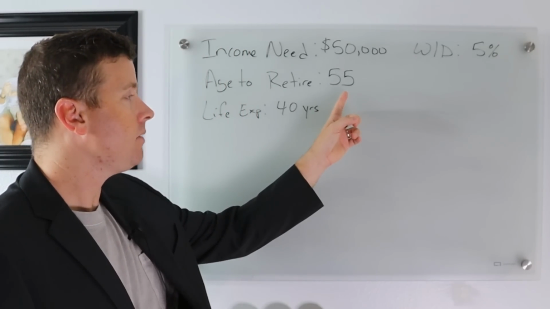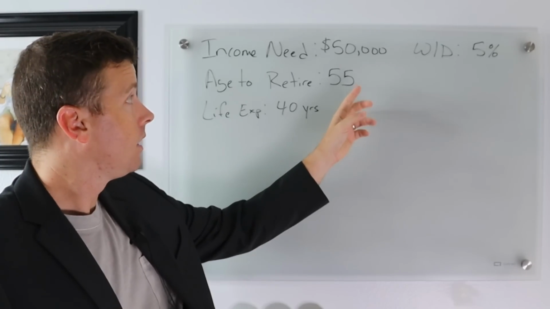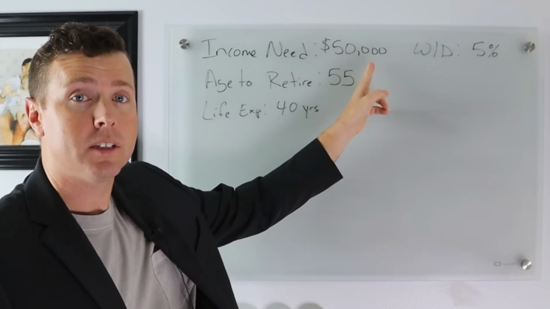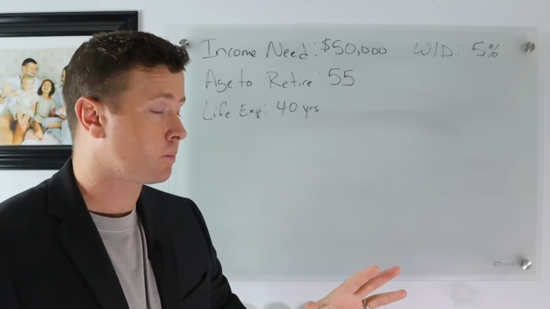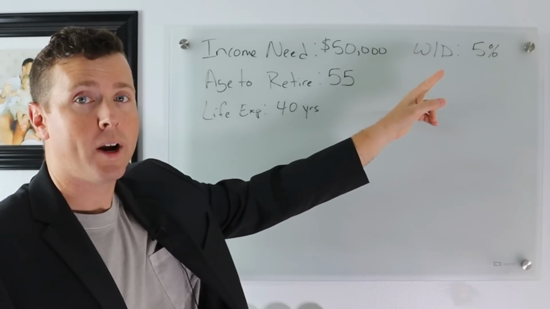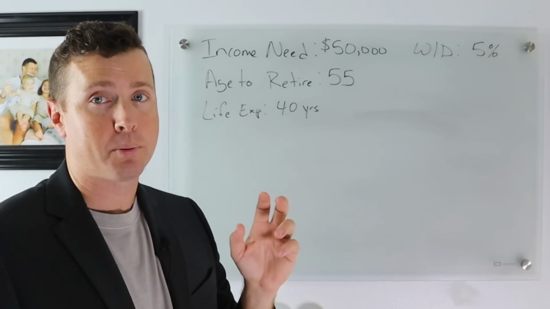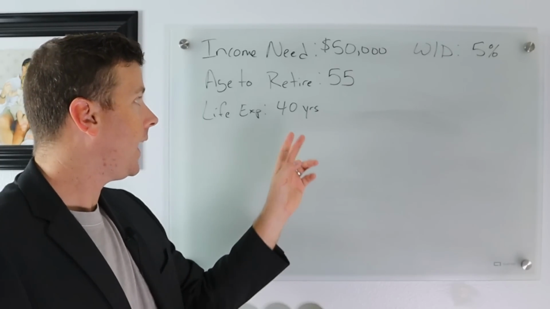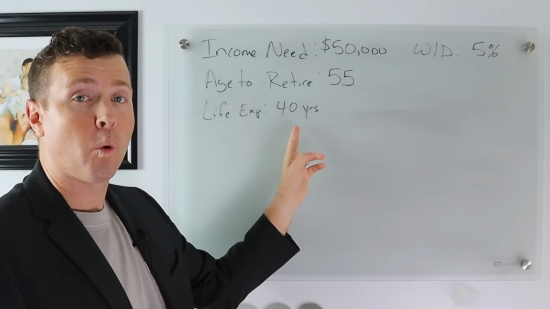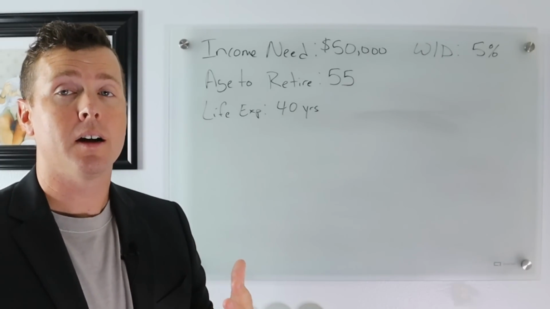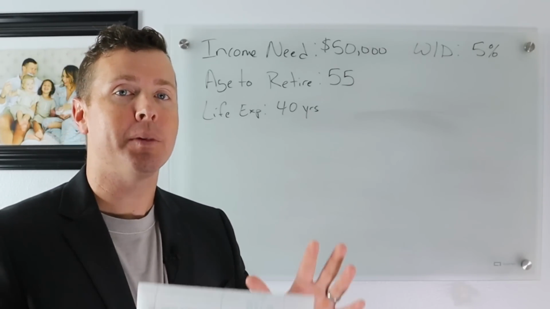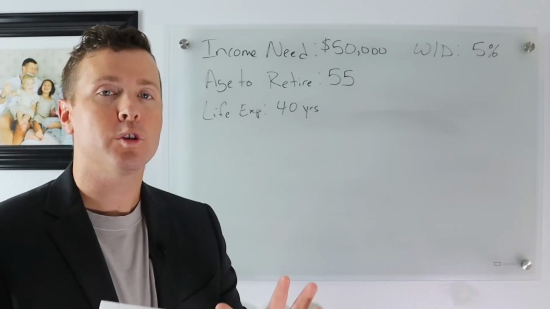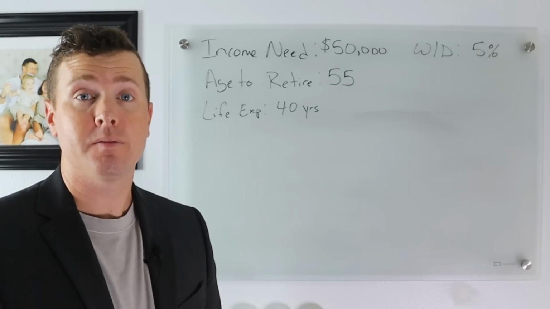Now, we've got a 55-year-old person. They want $50,000 a year in retirement income off of their retirement investments. We're going to look at a withdrawal rate from our assets of 5%, so kind of right in the middle. And we're going to have a life expectancy of 40 years. So the question becomes, how much does this person need in retirement savings in order to retire at 55?